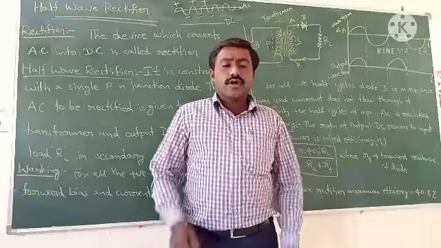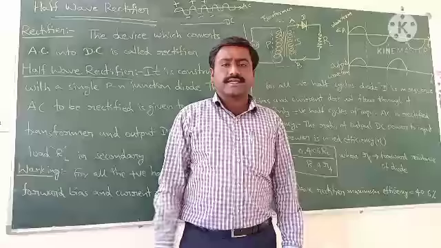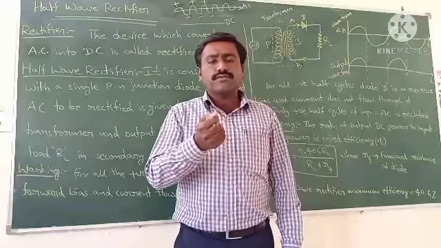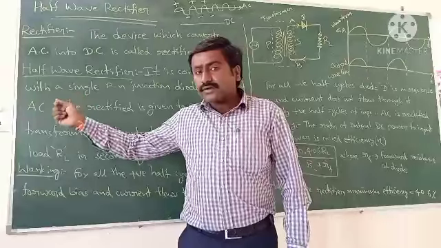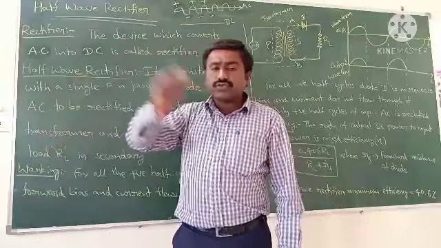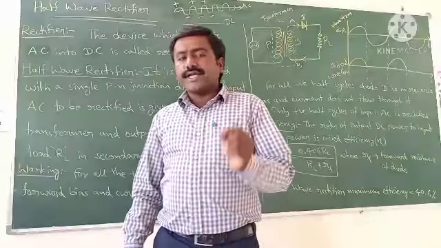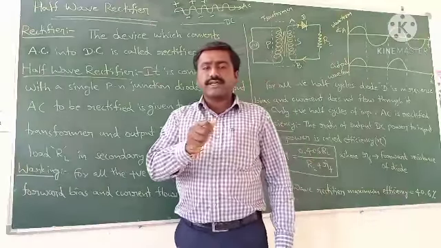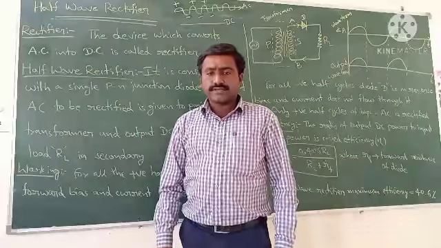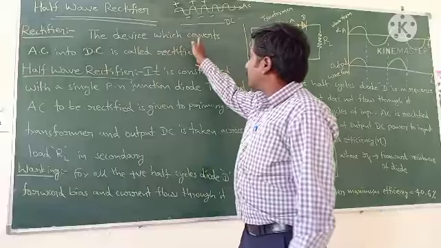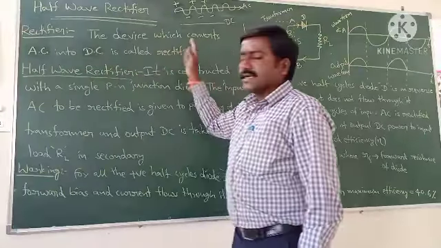DC. So how can you convert AC to DC? Inside of the switchboard you can find alternating current. If we want to charge a mobile, we need direct current. So how can we convert that alternating current into direct current to charge a mobile? So we need a rectifier. That rectifier converts alternating current into direct current. So a device which converts alternating current into direct current is called rectifier.